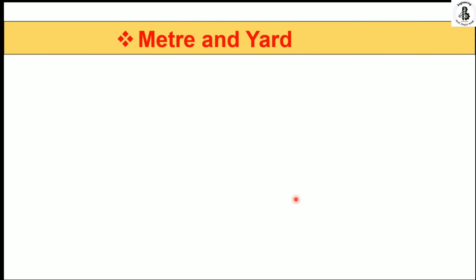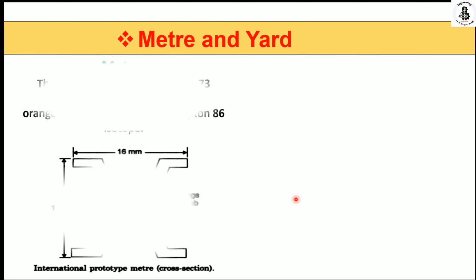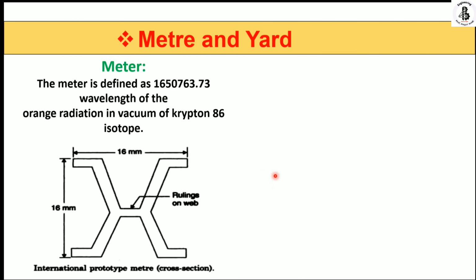After this, you can see we start with the meter and yard. Please concentrate here. The first one starts with the meter. The meter is defined as 1650763.73 wavelengths, as we already discussed, of orange radiation in vacuum for the krypton 86 isotope. But right now, concentrate on the international prototype meter.